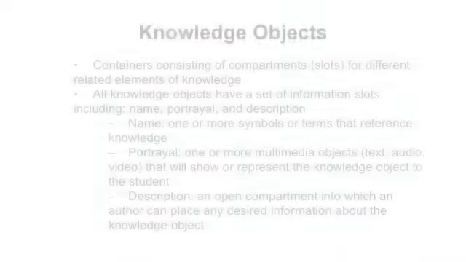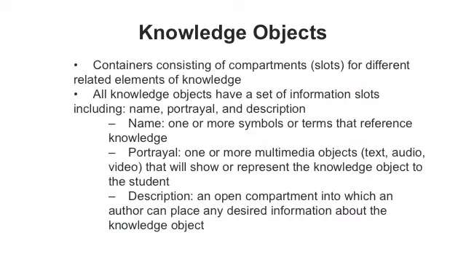Just as we discussed in our summary of terms, knowledge objects are containers consisting of compartments for different related elements of knowledge. Now, all knowledge objects have a set of information slots.